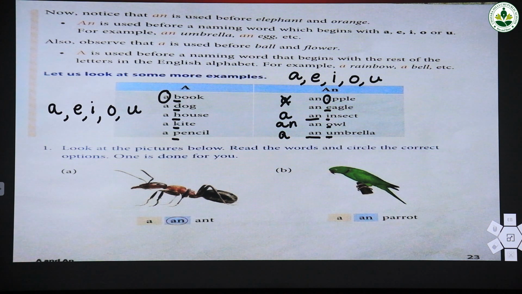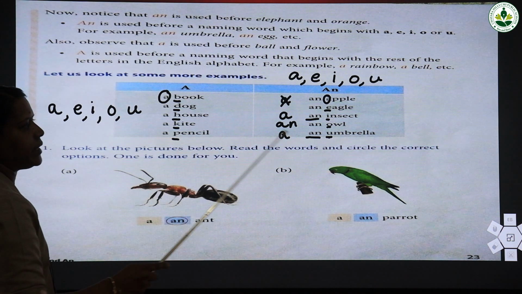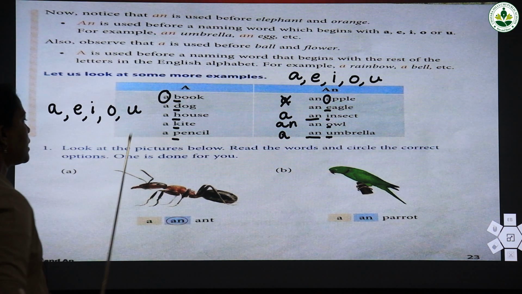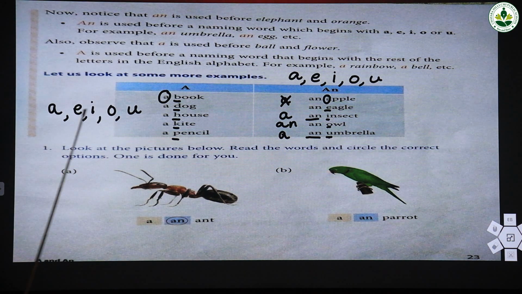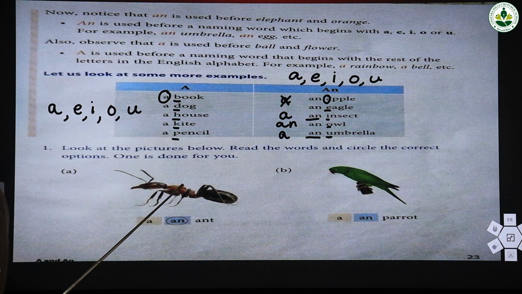Okay children, look at the next picture. Look at the pictures below. Read the words and circle the correct option. One is done for you. So look at the first picture. What is this? Ant. What is the spelling of ant? A-N-T. Okay. So a ant or an ant.